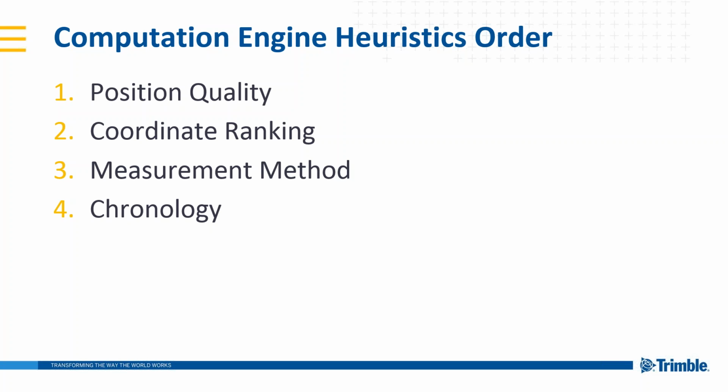The number 2 and 3 rules are the secondary levels in the hierarchy. The number 2 rule, the coordinate ranking, applies to those coordinate objects, the red and yellow things. And the number 3 rule applies to measurement methods. These are both similar kinds of rules, but they deal with different kinds of entities. We will get into these more in just a minute.